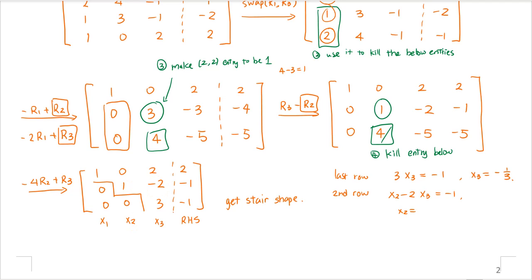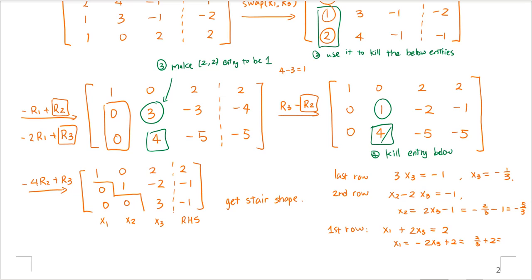So x2 is then move the 2x3 to the other side, become positive. And 2x3 is like minus 2/3 minus 1, which is minus 5/3. Right? And then we look at the first row. First row tells us 1x1 plus 0 times x2 plus 2 times x3 equals 2. But then x1 is negative 2x3 plus 2.